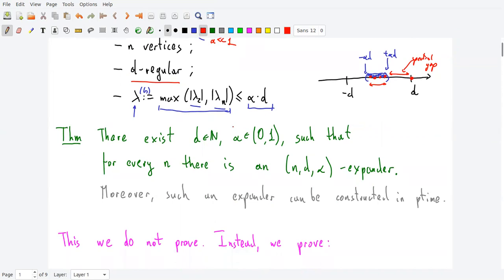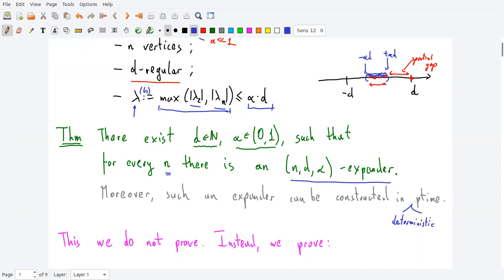Good. So the theorem that is true, that can be proved, is that there is some constant d, say d equal to 1000, and there is some alpha from (0, 1), such that for every n, you can always find an (n, d, alpha) expander. So a graph with good expansion, and moreover, such an expander can be constructed in polynomial time, and importantly, in deterministic time.